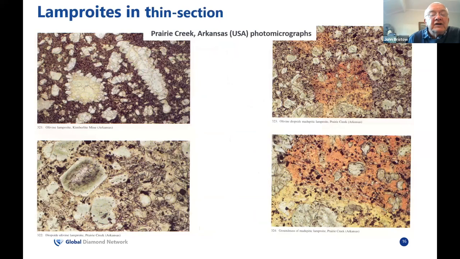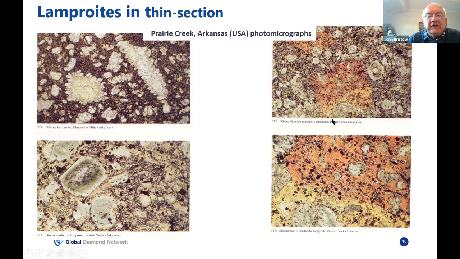Okay, lamproites in thin section look broadly similar to kimberlites, except because of the very high amount of potassium and the differences in the magma, the magmas tend to be a bit more, I guess, corrosive. And you'll see, for example, on the left-hand slide there, those big olivines have actually been attacked around the edges, or resorbed. So that top left-hand slide is quite unusual. And the bottom left-hand slide would look very similar to our group 2 kimberlites, orangeites, in South Africa.